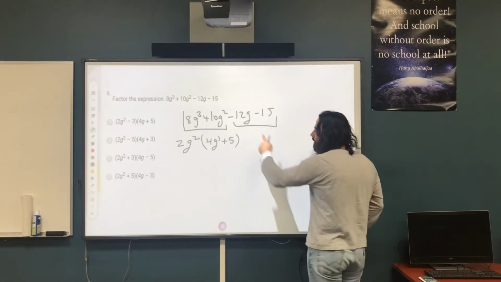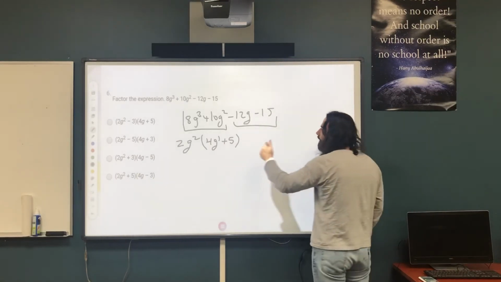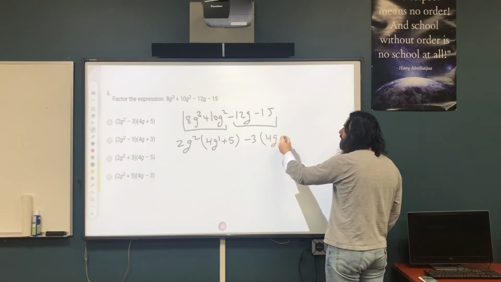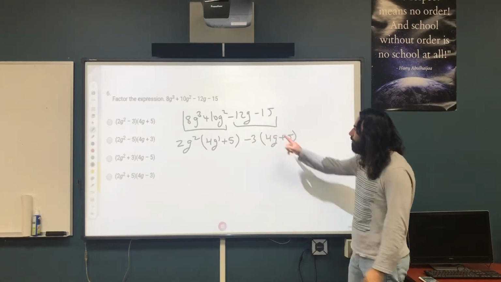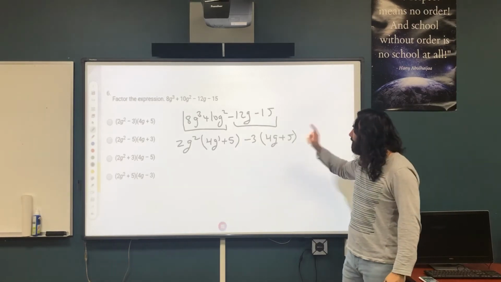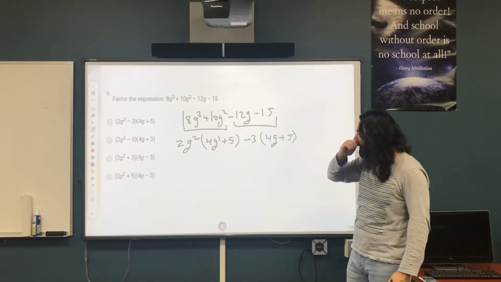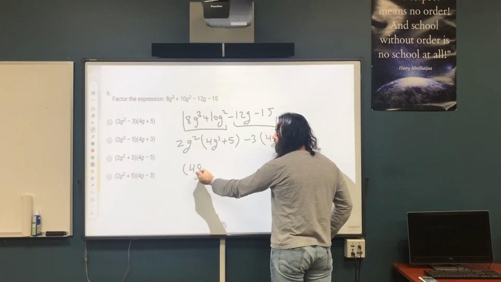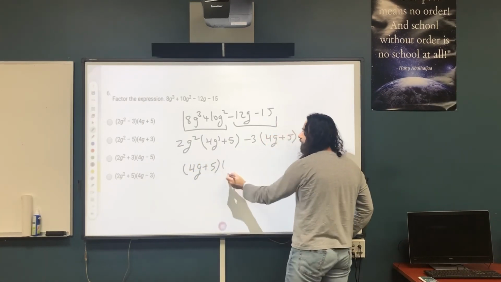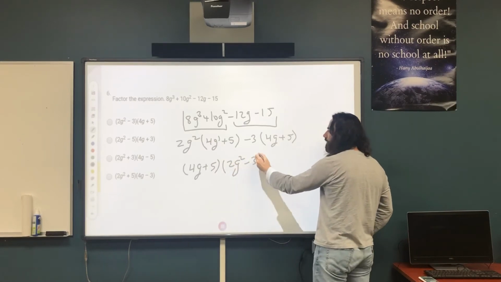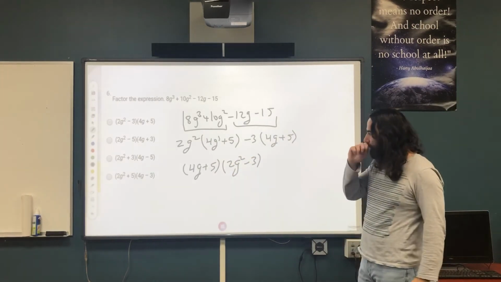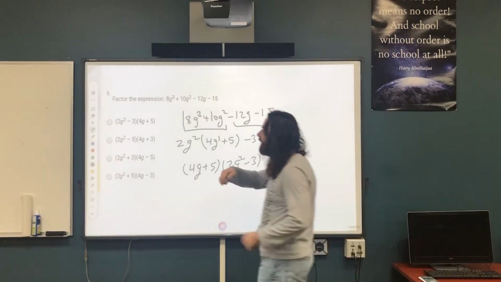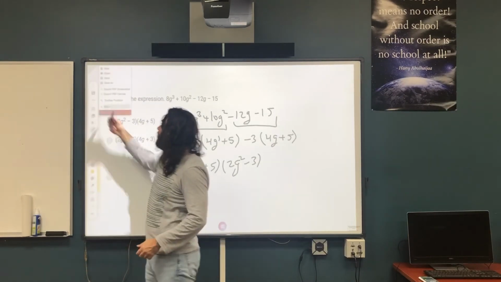Same thing here, we take the greatest common factor between 12 and 15. It's negative 3. And inside it's going to be the same thing, 4g plus 5. 4 times negative 3 is negative 12, and 5 times negative 3 is negative 15. Now, the common factor is 4g plus 5 times the outside numbers, 2g squared minus 3. So the answer is, in this case, the first one.